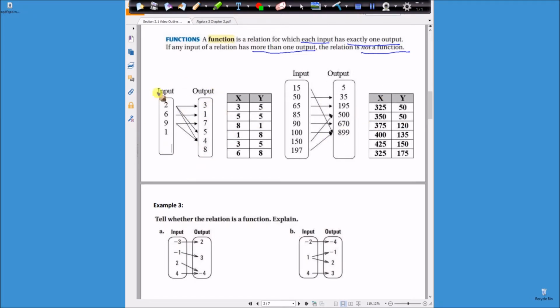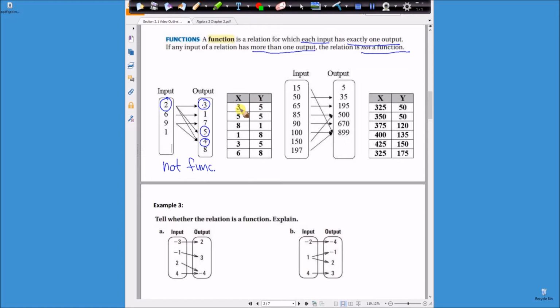Here we've got a mapping diagram of a relation. Here's the number 2. 2 is mapping to the number 3. That's fine. It has one output. But now 2 also maps to 5, and it also maps to 4. That's more than one output. So because 2 is one input number and goes to 3 different output numbers, it's not a function.